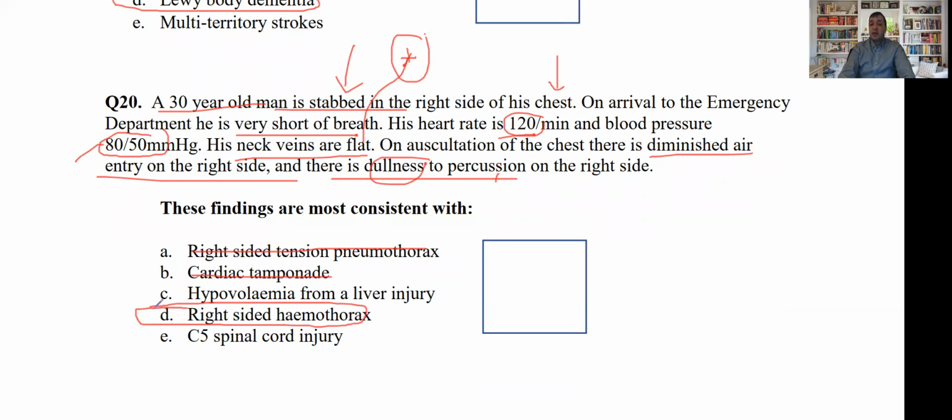C5 spinal cord injury is unlikely. The answer here is D, right-sided hemothorax.